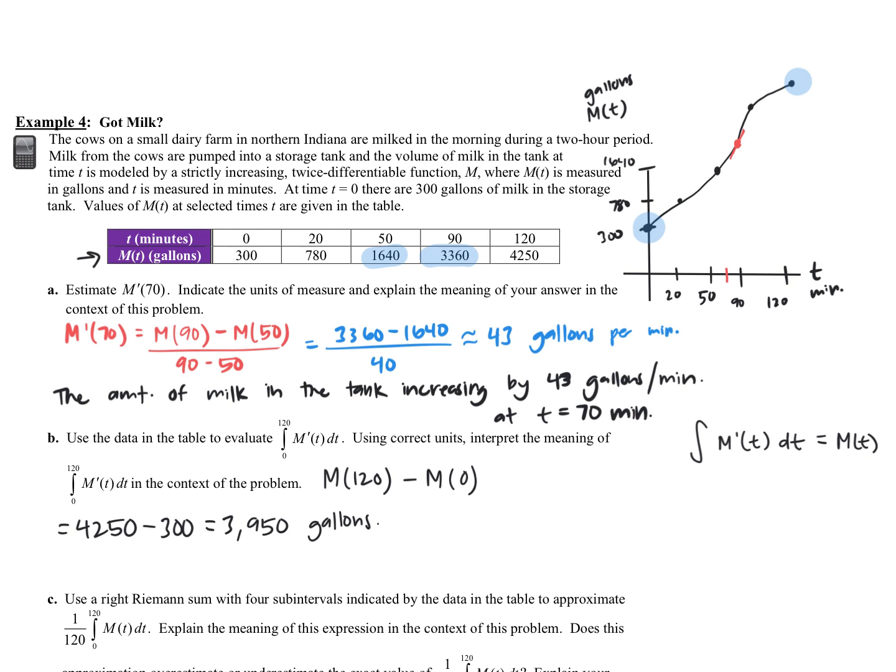3,950. Oh, but the difference. I found the difference between where we started and where we ended, right? That's the difference in the amount of milk that there was at the beginning versus the amount at the end. Okay, so we can just write that out in words.